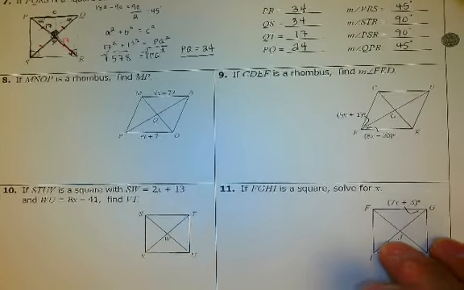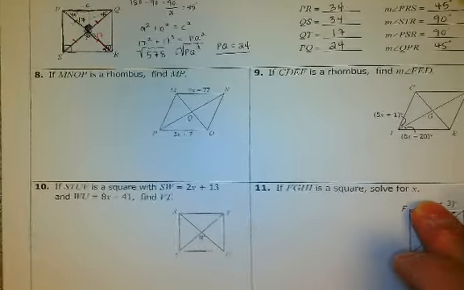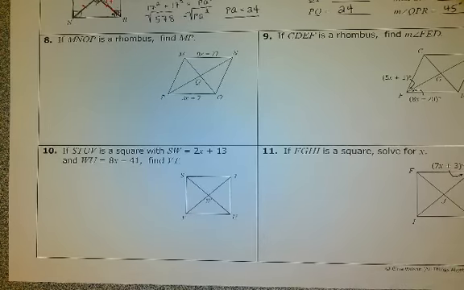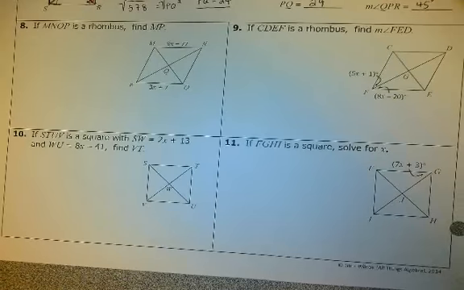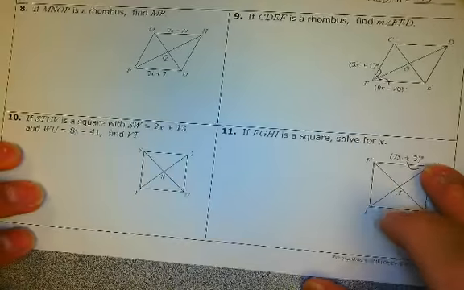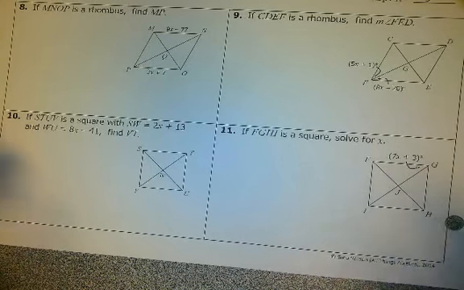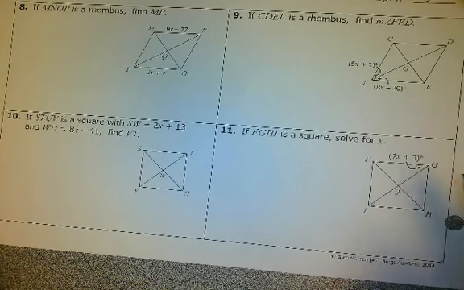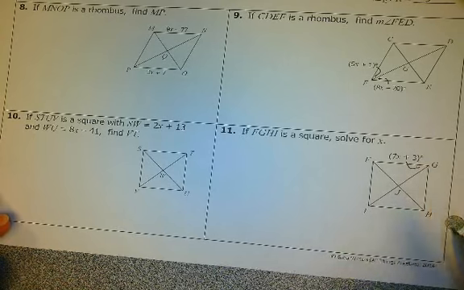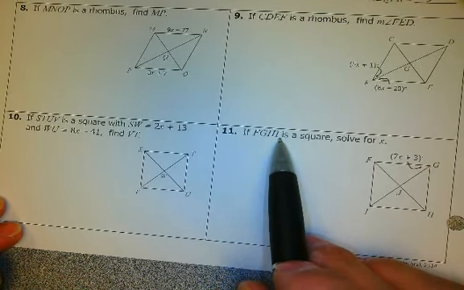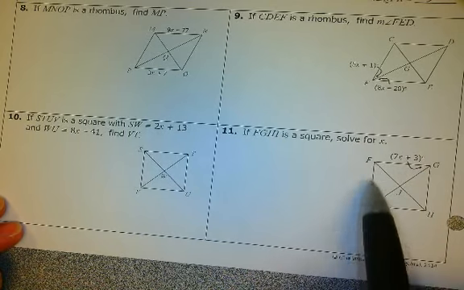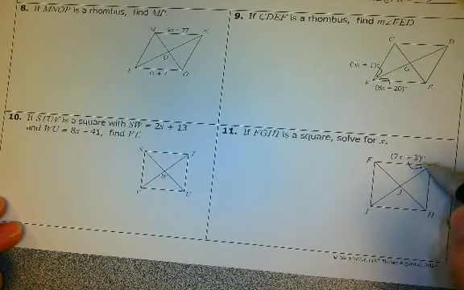Okay, let's do another square problem. I'm going to come down here to 11. 8 and 9 are rhombi. We don't want to do those. We're only working with squares right now. Okay, so number 11. If FGHI, this shape right here, is a square, solve for x. So we're trying to find this angle.